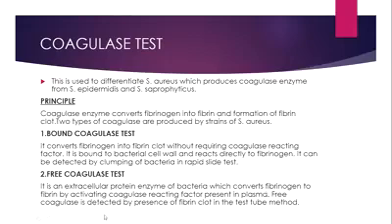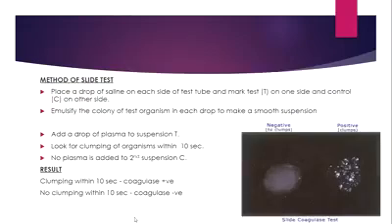Now free coagulase is detected by the presence of fibrin clot in the test tube method. So how are we going to perform it? For this, of course, first of all we need a slide to perform the slide test. We're going to label the slide into two portions, T for the test and C for control. On one side we're going to label C and the other side we're going to label T.